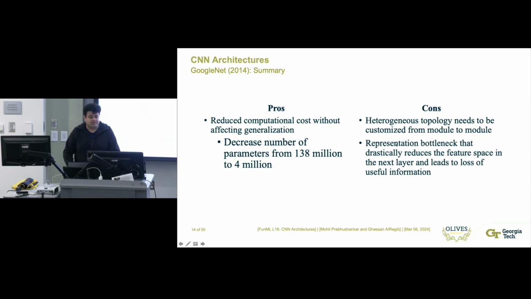The cons, however, the last one here is very important, which is that the representation bottleneck reduces the feature space in the next layer and leads to loss of useful information. So while GoogleNet and InceptionNet v1 is very good on the ImageNet task itself, it does not do well when we transfer it to a different task.